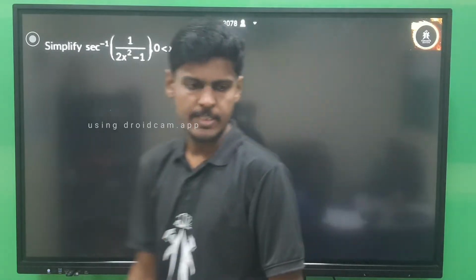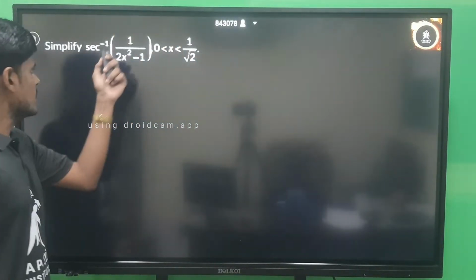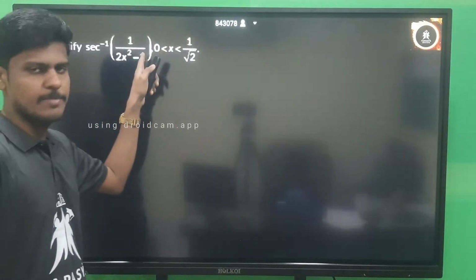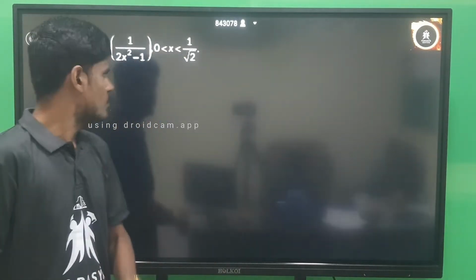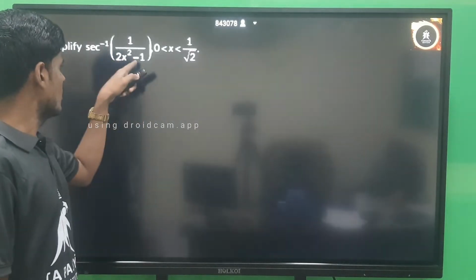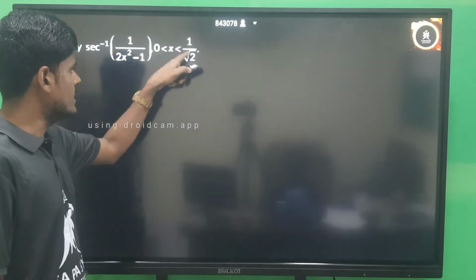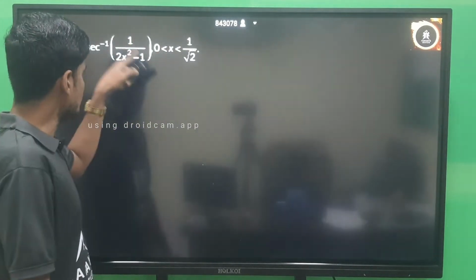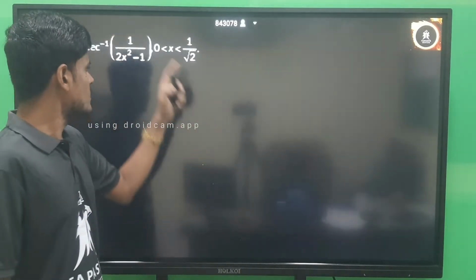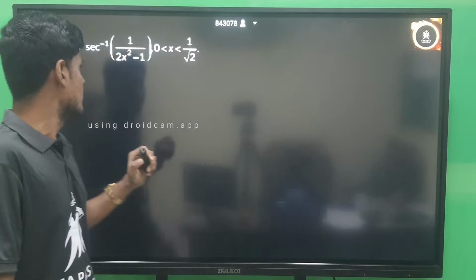We should simplify this: secant inverse of 1 by 2x square minus 1. X is given between 0 to 1 by root 2. That means when we substitute 1 by root 2, it will be 1 by 2, and 1 by 0 will be there, and it is less than 1 by root 2. So this value will be a positive number. This entire quantity is always positive when we substitute this value.